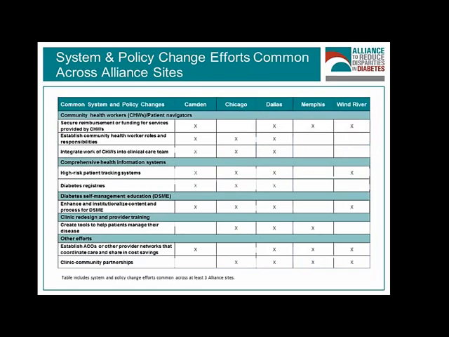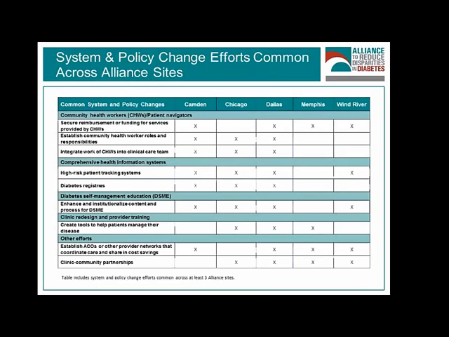From these different tables, we were able to look across all the data coming from the 5 sites and see what efforts were most common across these sites. We went through a process of categorizing the different efforts into some main categories, and that's what you're going to see on this slide. I apologize if the text is a little bit small. Some of the main categories that we came up with were changes related to community health workers, changes related to comprehensive health information systems, implementing diabetes self-management education, and clinic redesign and provider education changes.